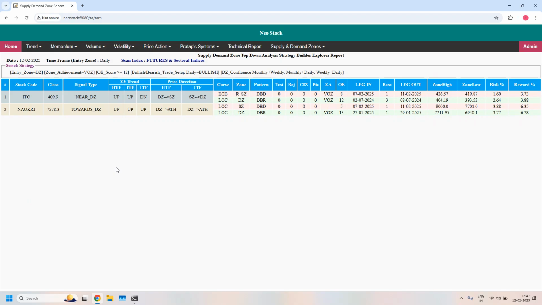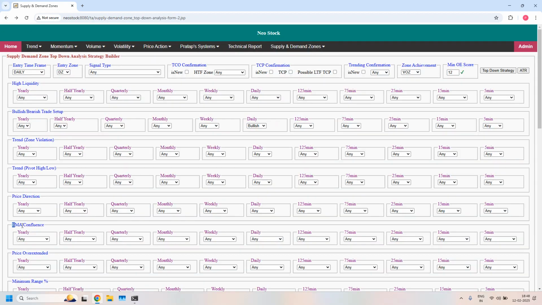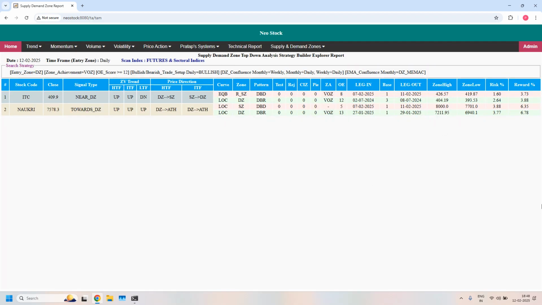That means in these two stocks, these daily demand zones are overlapped with weekly demand zone. Both together again overlapped with monthly demand zone, and monthly trend is up in both these stocks. If any of these zones are having monthly EMA confluence, then there could be even more high probability trade setup supported stock. Let us verify. In the EMA confluence monthly time frame, I am setting the filter monthly demand zone having monthly EMA confluence or not. So with this filter, we got both the stocks.